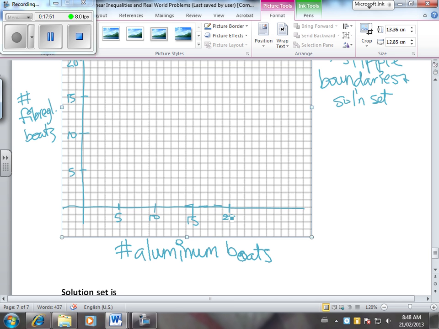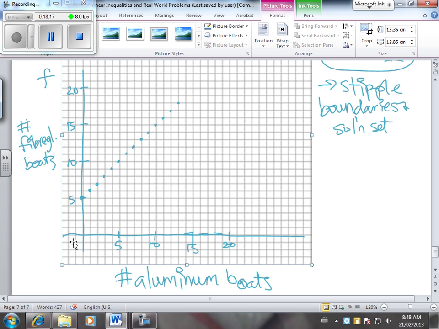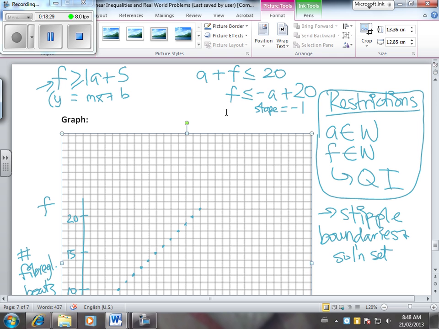Okay, and then let's plot our line. So if we do f is greater than or equal to 5, so we'll go up to 5, that's our y-intercept. We're going to stipple this, and it's a slope of 1. So I'm going to stipple this up. I'm not going to go the other direction because we can't have negative numbers. And I'll go up here, past 20. And then our other one is f is less than or equal to -a plus 20.